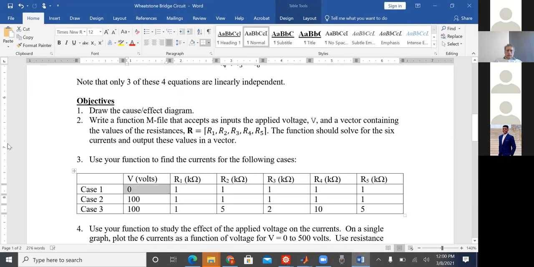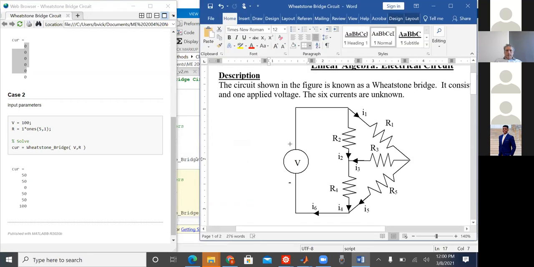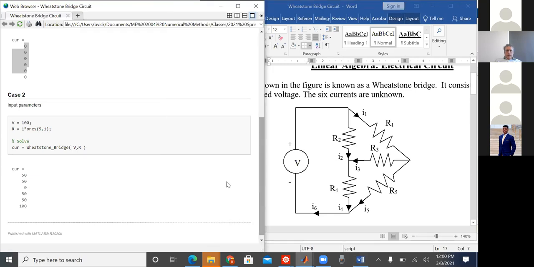And we want to make this one small. All right. Let's look at this answer in relationship to the physical picture. There. And there. Let's look at this together. Now, do you like the fact that current one and current two are the same numbers?